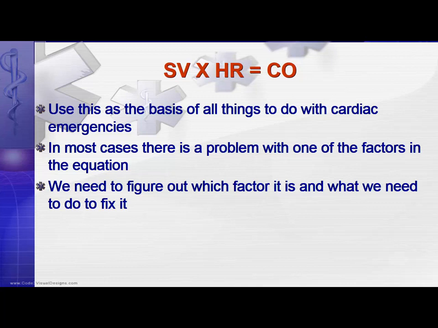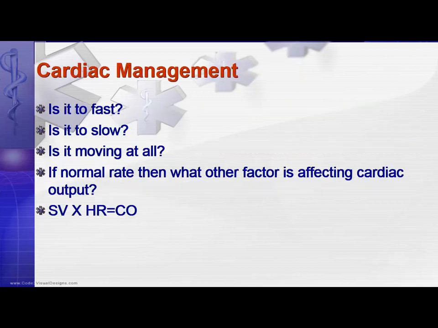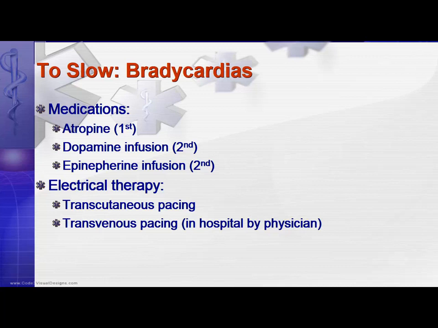So in most cases, there's a problem with one of the factors in the equation. If you can figure out what aspect of cardiac output is being affected, then you can try to fix that one thing, and the other part should come up. Is it too fast? Is it too slow? Is it moving at all? That's going to be the easiest to treat there, right? And if it's a normal rate, then what other factor is affecting cardiac output? So again, remember, stroke volume times heart rate equals cardiac output. So the first thing we will look at is our too slow.